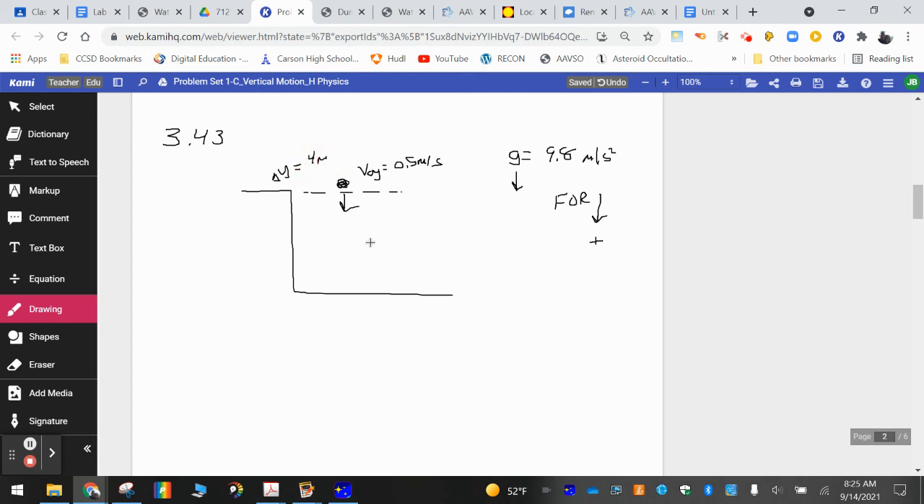And what is the speed after some time interval of 0.7 seconds? That means what's the magnitude of the velocity after 0.7 seconds? And we do know we have an initial velocity of 0.5 meters per second. There are several equations, so we'll take a look and see what we got here. We do know that velocity v is equal to VOY plus gt.